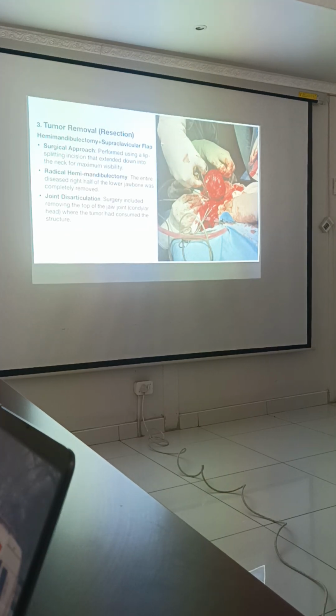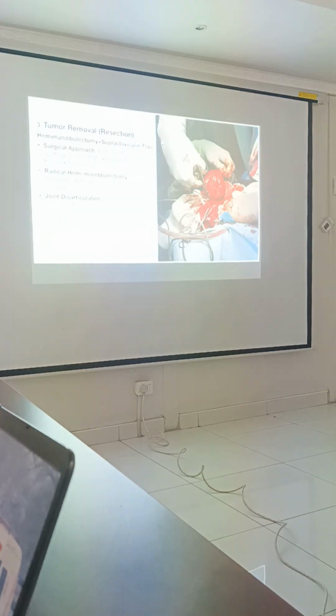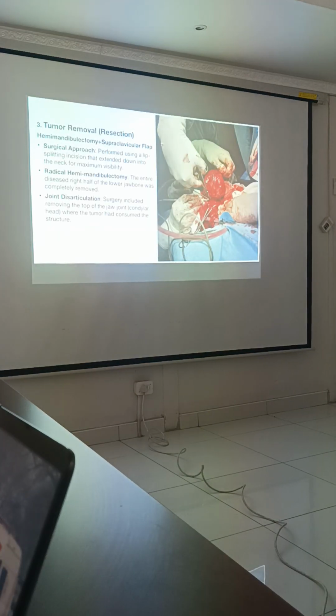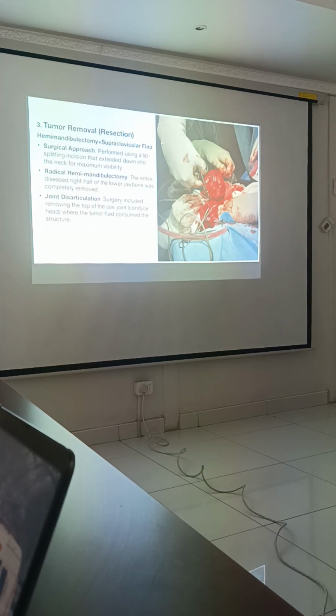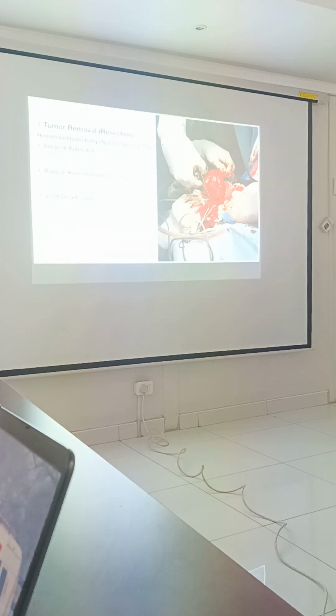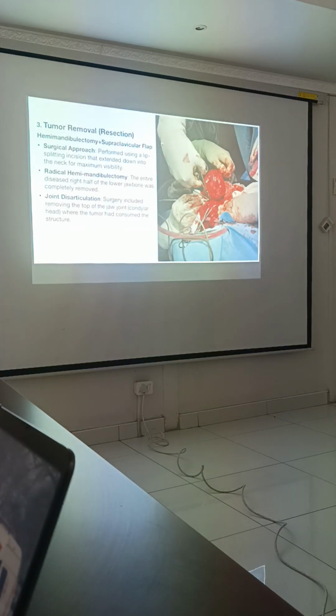Okay, so in order to access the tumor, a lip splitting incision that extended all the way into the neck was made. The tumor was accessed and it was completely removed, so there's complete resection of the tumor. And then the entire diseased part of the right mandible was removed, that is the hemimandibulectomy, as well as the top part of the jaw joint, which is the condylar process, as the tumor had affected that bone.